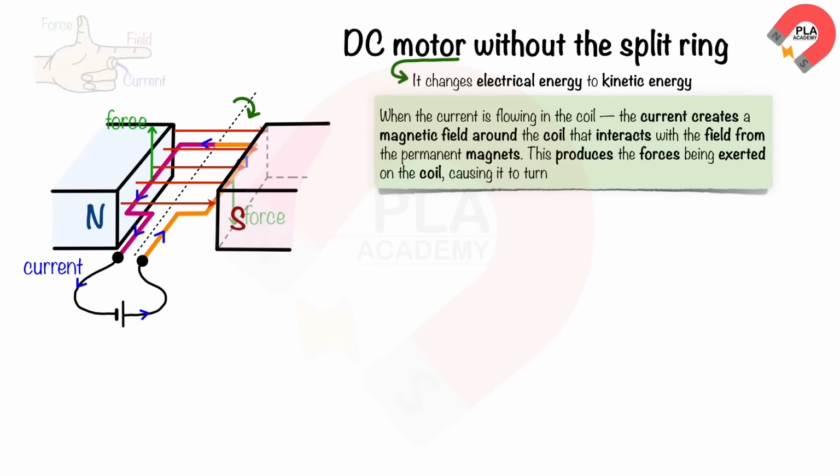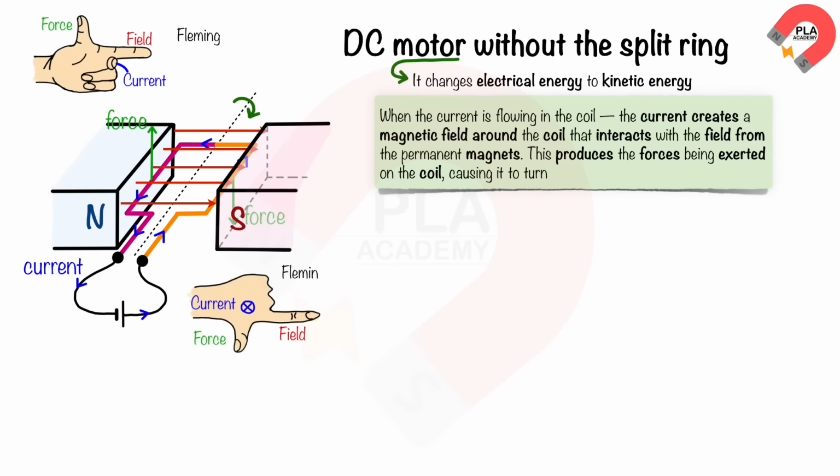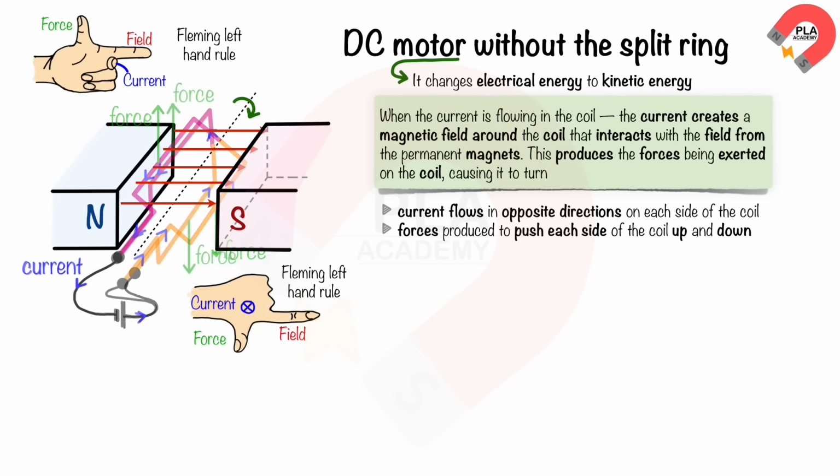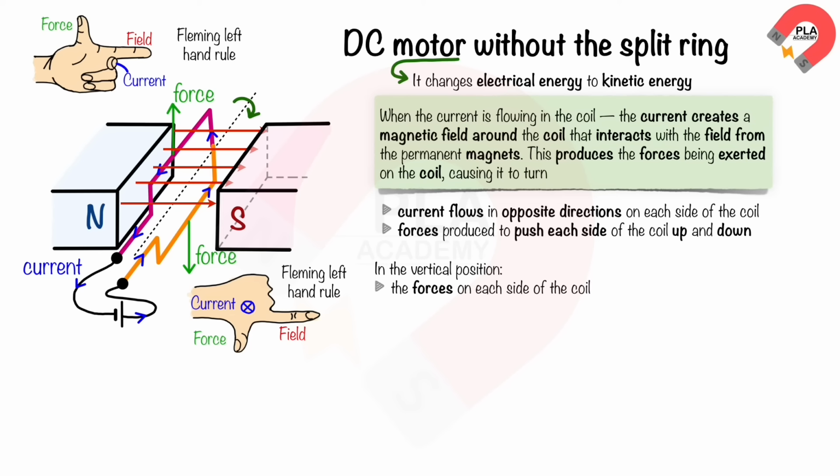The direction of the force can be determined using Fleming's left-hand rule. As current will flow in opposite directions on each side of the coil, the force produced from the magnetic field will push one side of the coil up and the other side of the coil down. This will cause the coil to rotate, and it will continue to rotate until it is in the vertical position. In the vertical position, the magnetic forces on each side of the coil act upward and downward, cancelling each other out, resulting in no net turning effect.